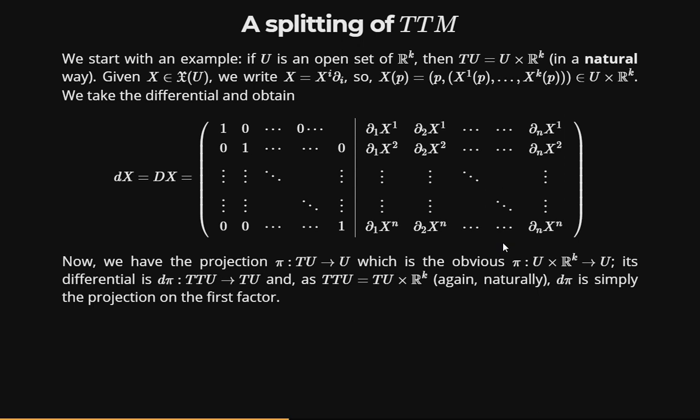Now, we have the projection of the tangent bundle on U. So U times Rk projects on U. And in this case, it's just a stupid projection on the first coordinate. The differential is a map from the tangent of the tangent bundle to the tangent bundle. You can decompose everything again. And the differential of the projection is again the projection on the first factor.